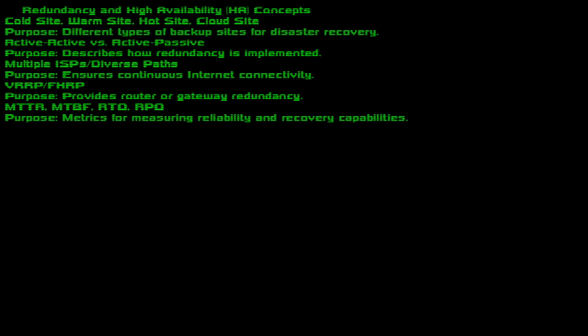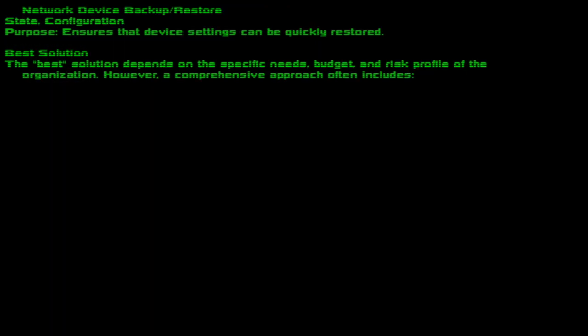MTTR, mean time to repair. MTBF, mean time between failures. RTO, recovery time objective. RPO, recovery point objective. Purpose: metrics for measuring reliability and recovery capabilities. Network device backup/restore. State. Configuration. Purpose: ensures that device settings can be quickly restored.